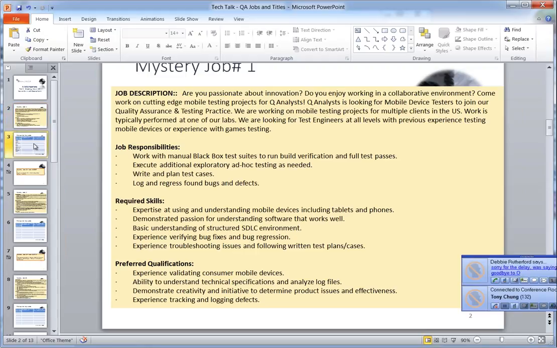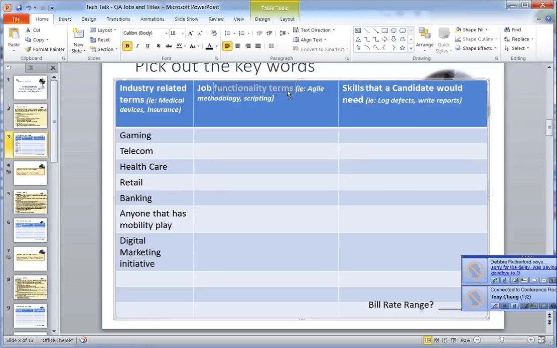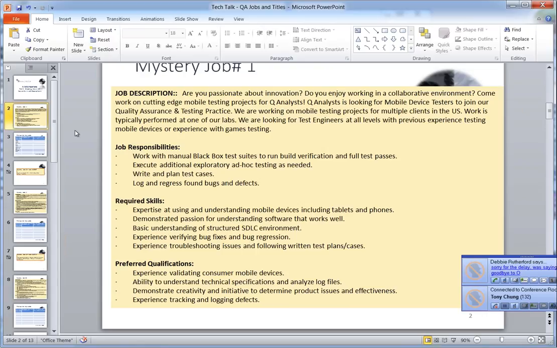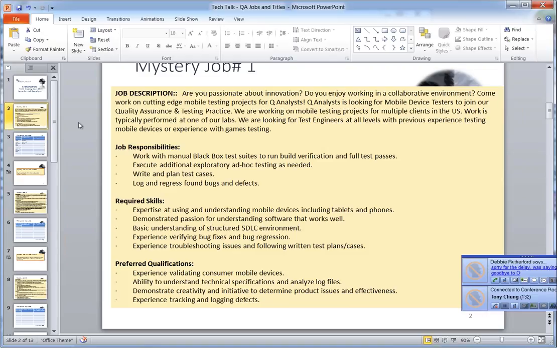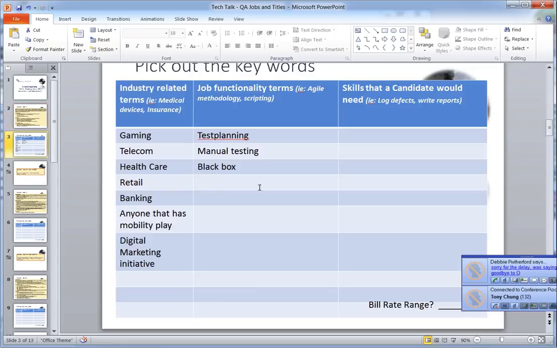All right, second thing you want to look for, job functionality terms. So what are some terms and keys in here that jump out that a person like this is going to have to perform when they're on the job? Test planning, and then manual testing. Black box. Black box? Okay. The SDLC, the understanding of that? Very good.